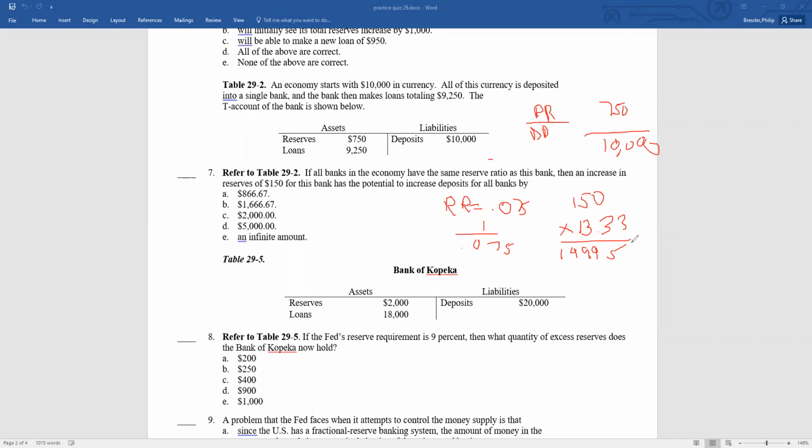All right, so now if I know the required reserve ratio is 0.075, I take 1 over 0.075, and that gives me a multiplier of 13.33. 150 times 13.33 equals 2,000.